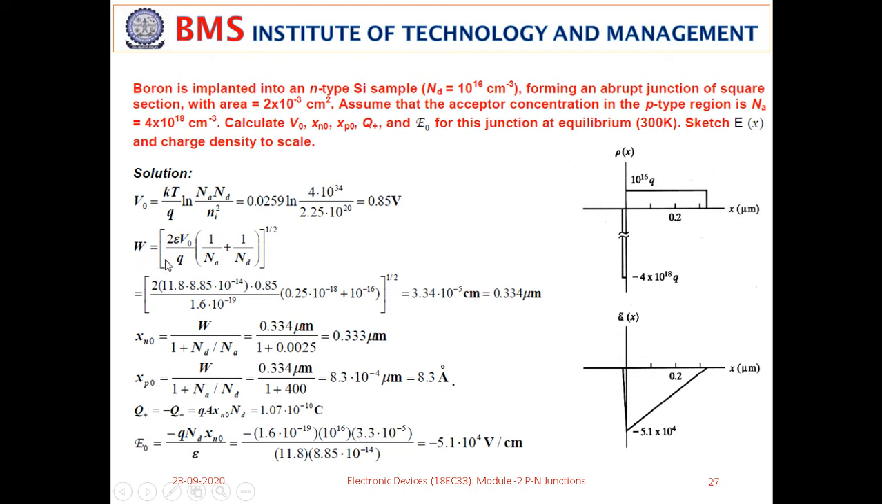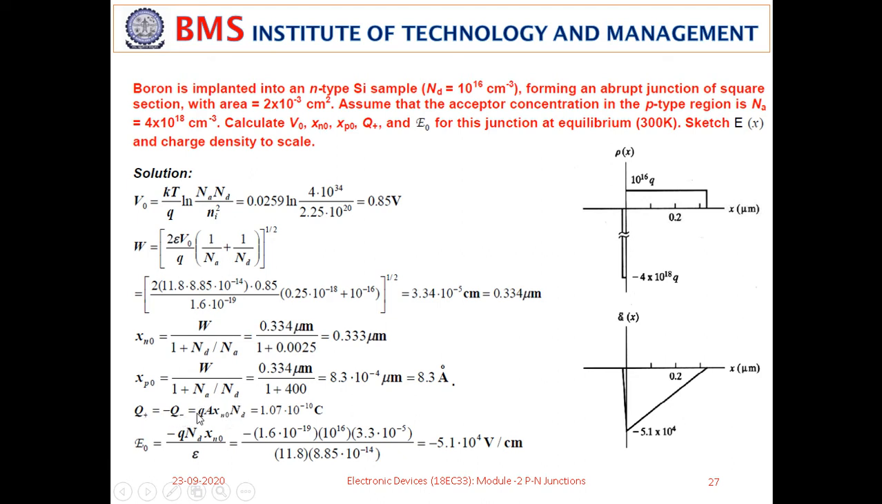We can use this formula. This we have discussed many times in earlier classes. We can use this formula to calculate the width here, substituting all these values. So you will get 0.334 micrometer, that is the width of the depletion region. Then you can use the Xn naught formula to calculate the edge of the depletion region on the N side, which is 0.333 micrometer. Xp naught is 8.3 angstrom, or 8.3 into 10 to the power of minus 4 micrometer. So once you know Xn naught and Xp naught, you can calculate Q plus, which is the charge on the N side, which is also equal to minus Q minus on the P side.